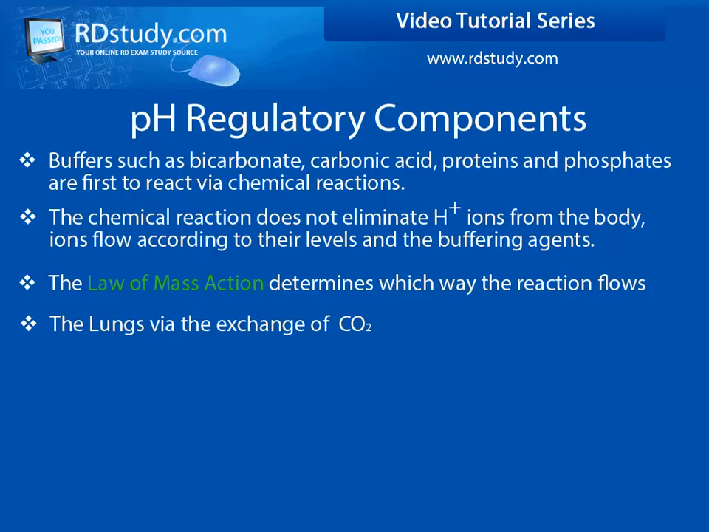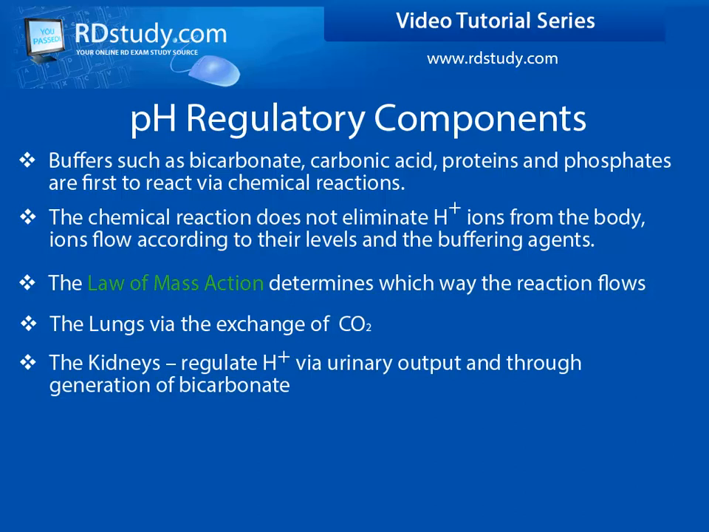The buffering capability response time of the lungs is slower than that of the chemical buffers, usually taking minutes before it becomes effective. The final mechanism, which is also the slowest mechanism, taking hours or even days for its full potential to be seen, occurs within the kidneys. The kidneys regulate hydrogen ions through urinary output of excess or via the generation of new bicarbonate.